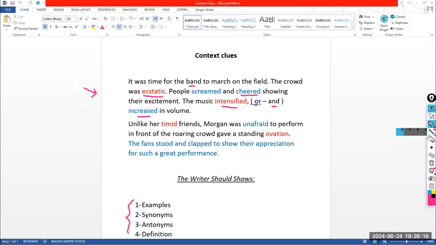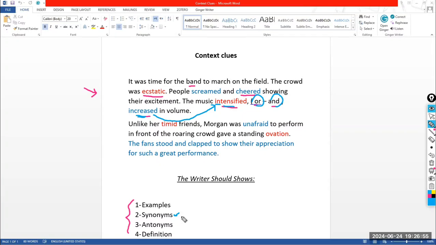Because you don't know the meaning of intensified, notice how the writer used what? Synonyms. The synonym of intensified is what? Increased, absolutely. And notice how he used or maybe and. In the Complete section, you may have only the first two letters. Maybe you are confused and you don't know that it is intensified, but because you have the synonym, which is increased, you will know that the synonym of increased is intensified.